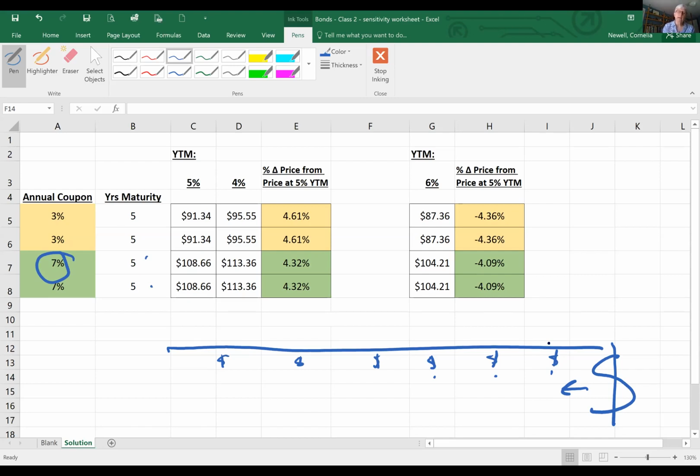So there's actually something going on here which you will learn more about later on. We're not going to teach it in this course, but there's a concept called duration, which is the weighted average life of the loan, of the bond.